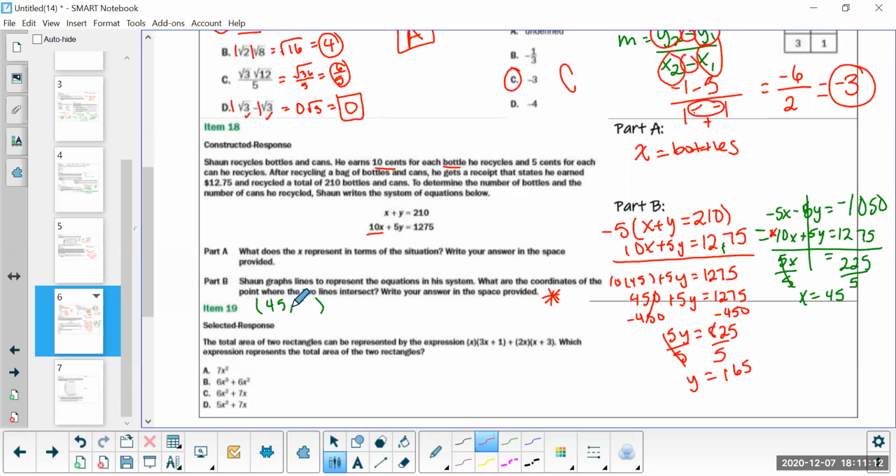So the coordinate where these two lines intersect, thank goodness we used elimination and didn't find this on a graph, all right, is 45, 165. Your x is 45, your y is 165.